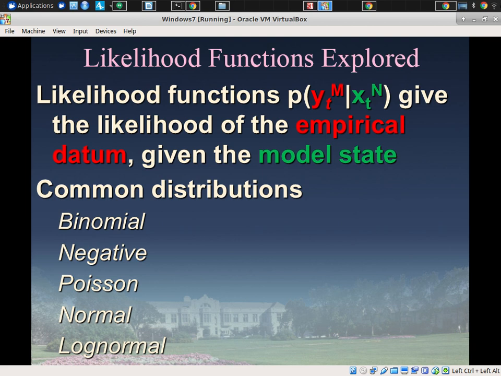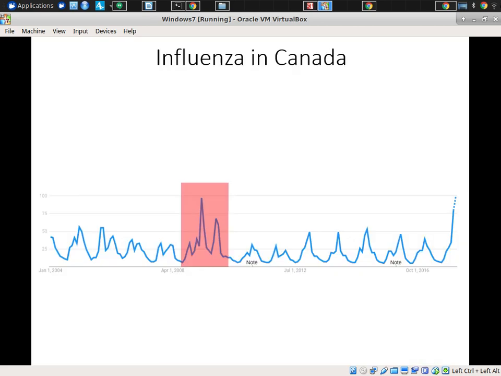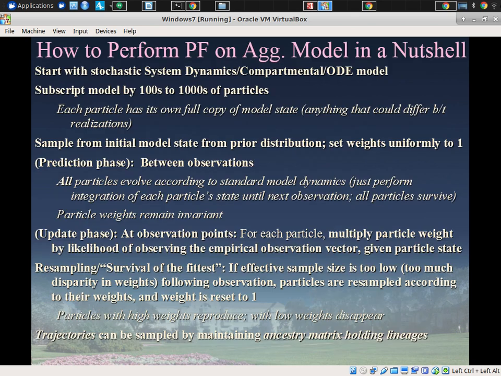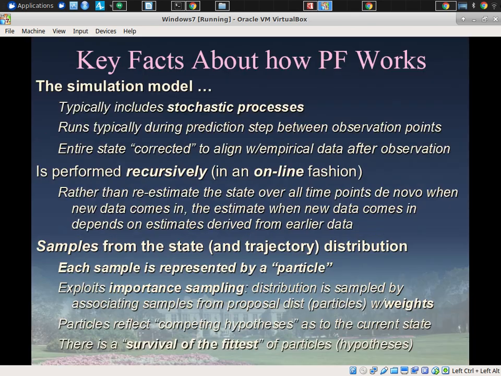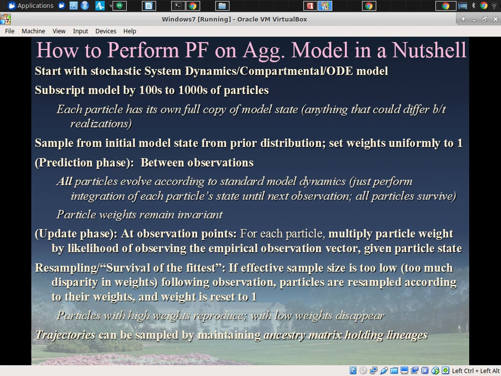Well, in my earlier tutorials on particle filtering, I noted that a key component of it is the likelihood function, right? We had talked earlier about the basics of the particle filtering algorithm, the basic operation, the role of resampling. But I had noted that while the particle filtering model runs each particle independently and according to standard model dynamics between observations, at observation, what's called the update phase, that's when the action takes place in terms of calling that model to account in terms of the observed data, okay?